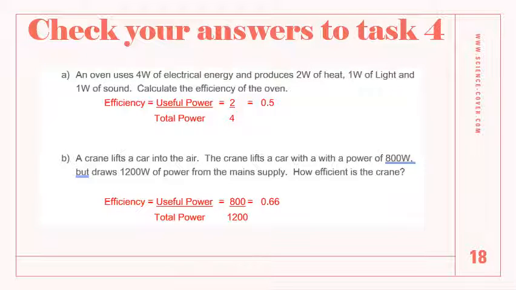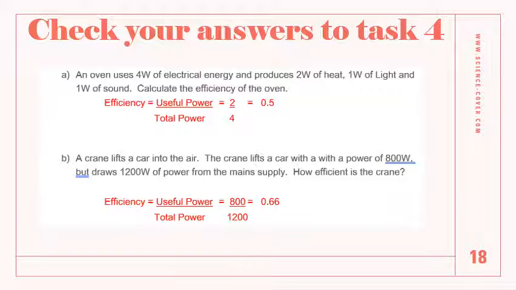An oven uses 4 watts of electrical energy and produces 2 watts of heat, 1 watt of light and 1 watt of sound. Calculate the efficiency of the oven. So if efficiency is the useful power over the total power, then we're looking at 2 watts of heat divided by the 4 watts of electrical energy. So 2 over 4 is 0.5.